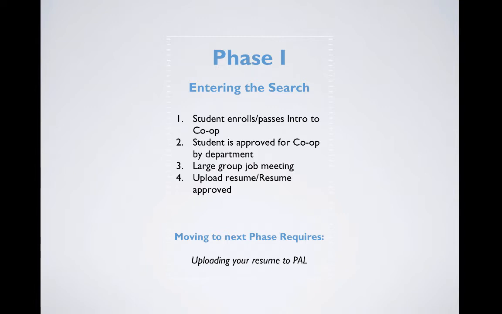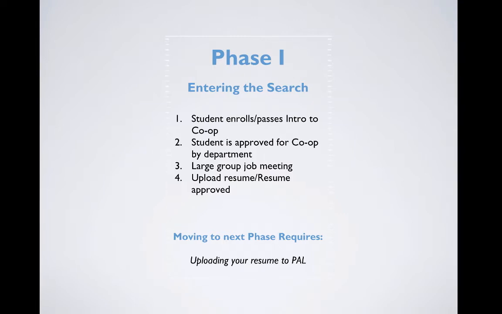You enroll in PD 1011, Intro to Co-op for engineering. You pass that course. At the same time, your department is going to certify you for co-op. They're going to talk to your co-op advisor in the professional practice division about whether or not you are certified to co-op in the next coming year. Certification includes whether or not you've had enough classes in order to co-op, whether you've passed a certain number of classes, and if you have a GPA requirement in your major in order to co-op.